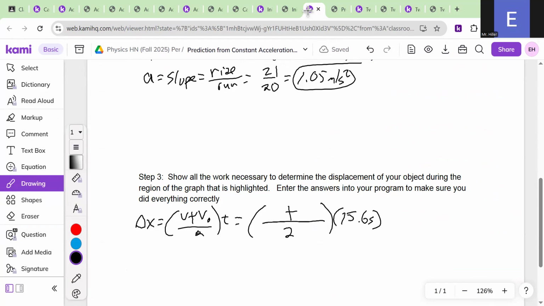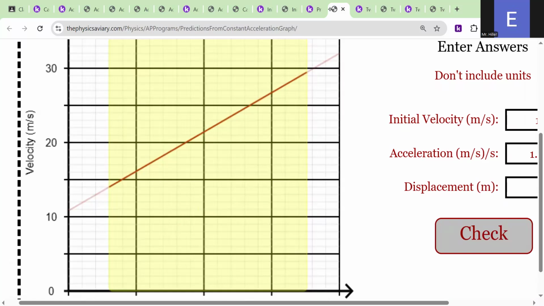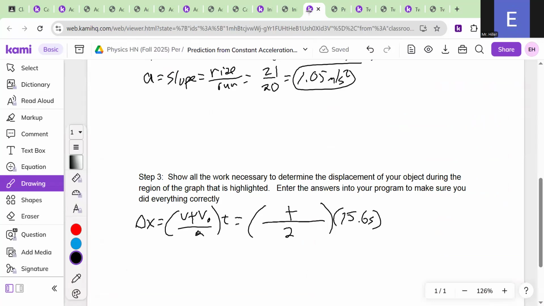Now I've got to find the speeds. Okay, so my speed to start the yellow region looks like it's about 14 to start with, and it's ending at 29 and a half. So 14 and 29 and a half. Okay, so 14 plus 29 and a half divided by 2 times 15.6. I'm getting a displacement of about 339.3. All right, let's see how I did.